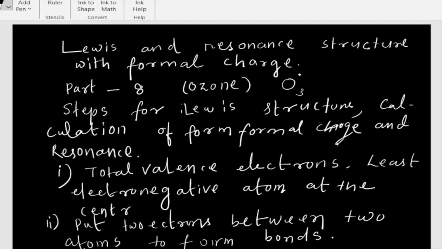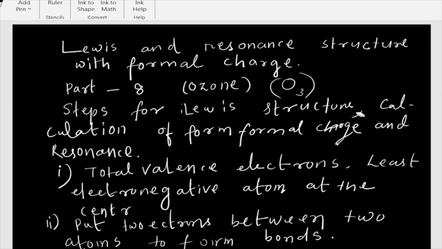Now what is the electronic configuration of oxygen? 1s2, 2s2, 2p4, outer shell electrons 6. Now by using this outer shell electron, how will we proceed? You see here the steps for Lewis structure and calculation of formal charge. I will explain later what formal charge is. First we will see what things we will collect for the Lewis structures, and what steps we will follow.